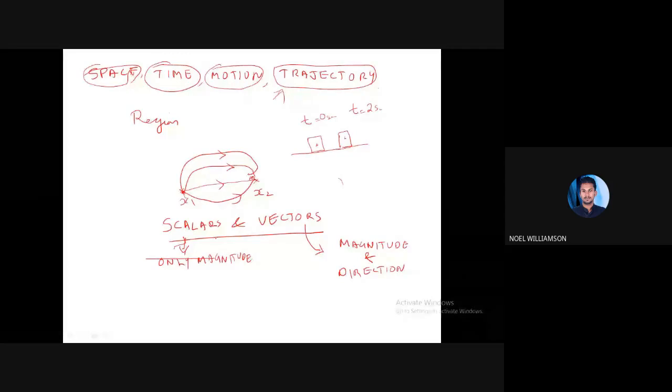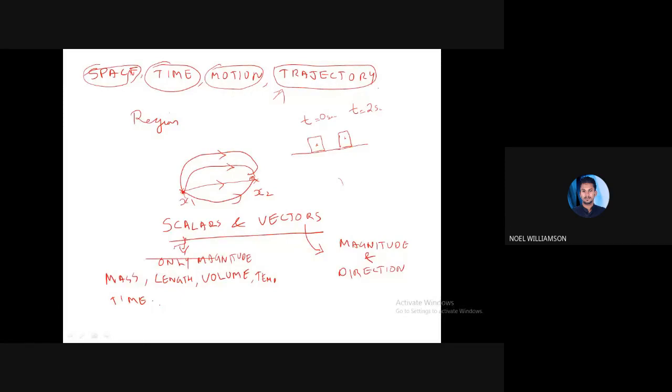Okay, scalar and vector quantities. A scalar quantity has only magnitude, and for vector quantities we have magnitude and direction. Examples of scalar quantities, which we have already learned in physics: first one is mass, then length, volume, temperature, time, etc. Right? So in this case, mass, length, volume, temperature, time, etc.